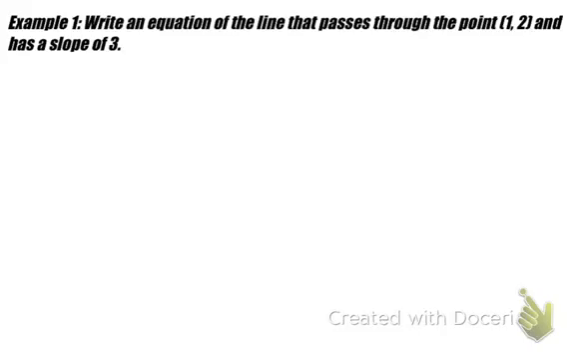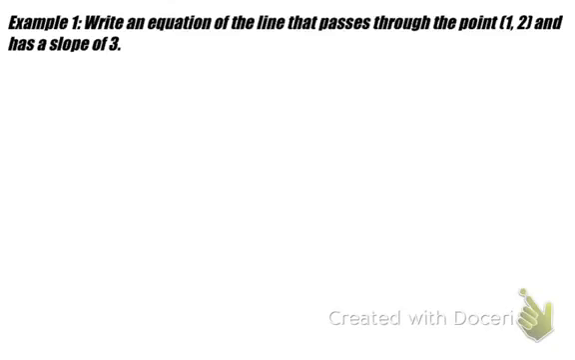Hey everybody, in this video we're going to learn how to write equations of lines when you're given the slope and a point that it passes through, and also when you're given just 2 points that the line passes through. So in this example, the line will pass through the point (1, 2), and you're given a slope of 3.